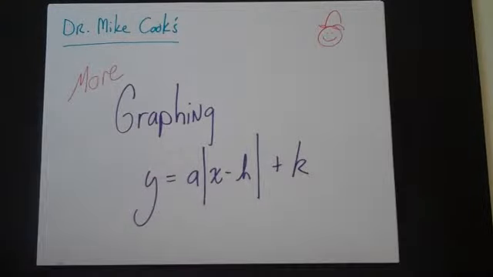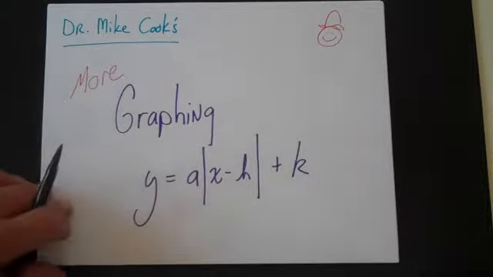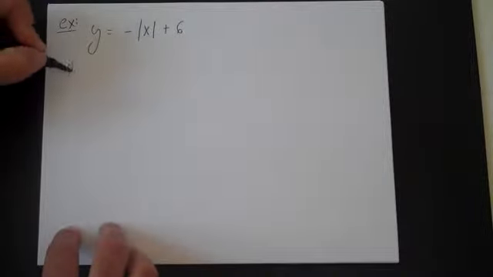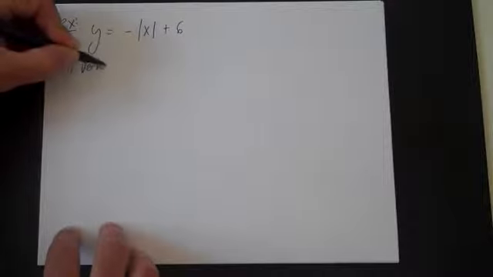Let's do another example of graphing absolute value functions written y equals a absolute value of x minus h plus k. Let's start with a fairly simple example. y is equal to minus absolute value of x plus 6. The first thing that you're going to do is find the vertex.